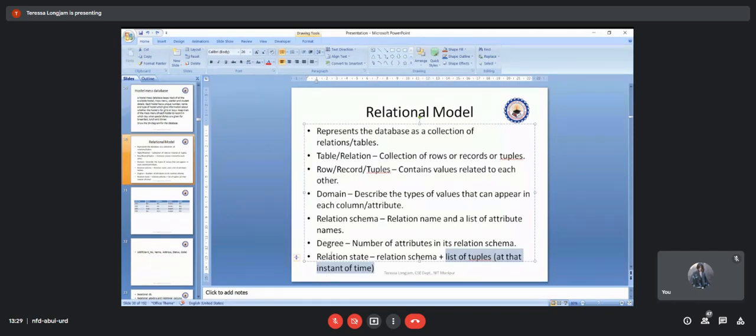Okay, and what is the degree of a relation? The number of attributes in its relational schema is the degree of the relation. So these are some of the terms that you need to know about the relational model. We have relation, tuples, attributes, domain of the attributes, relation schema, relation state, and the degree of a relation. The degree of a relation is the number of attributes present in that particular relation.